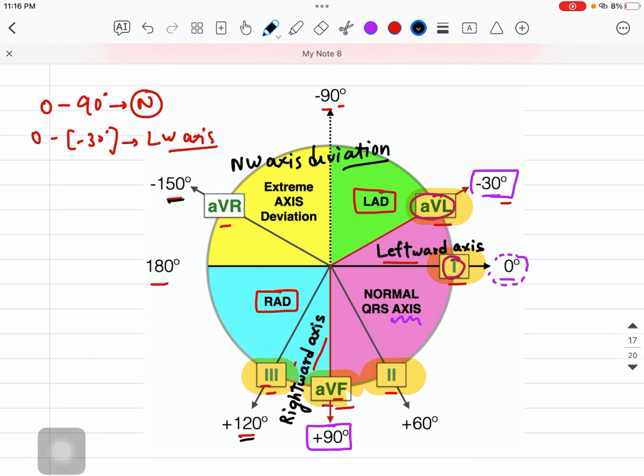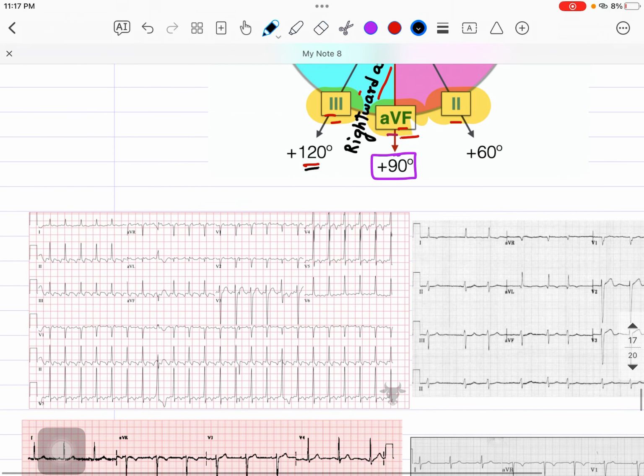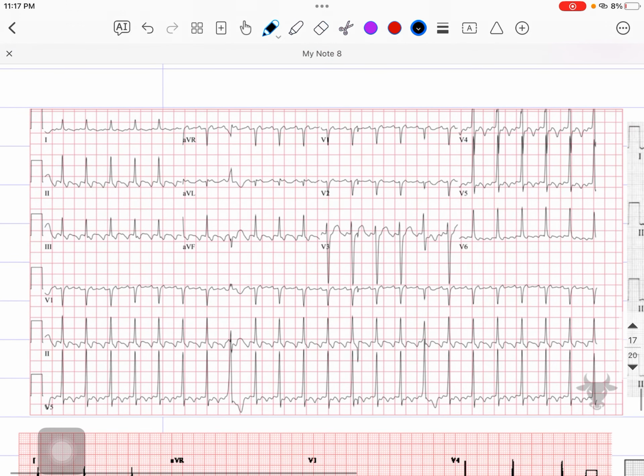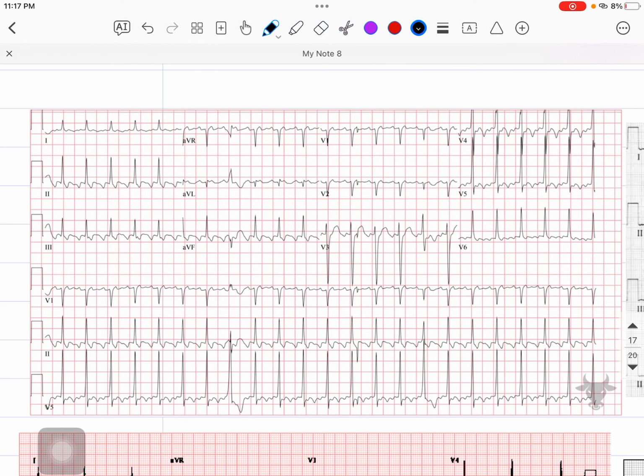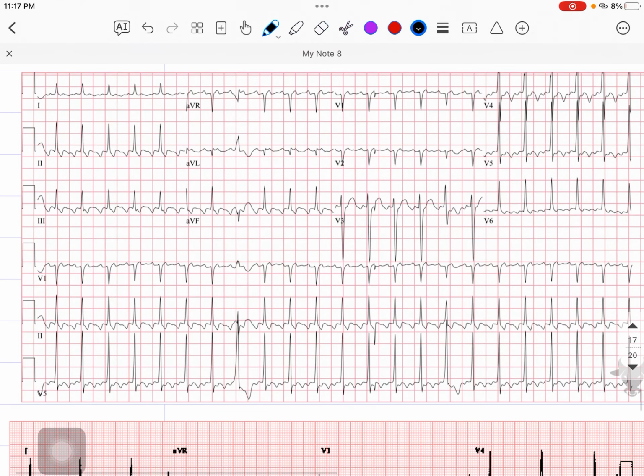Now, on the basis of this cardiac axis diagram, I'm going into the ECG papers. If you have an ECG in front of you, how to determine the axis? Very, very easy, guys. Let's talk about the first ECG. After watching this video, just take any ECG and try to find out the axis. Okay, so let's say this is some patient's ECG.